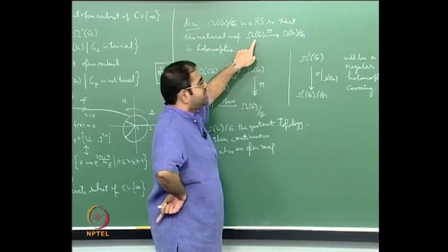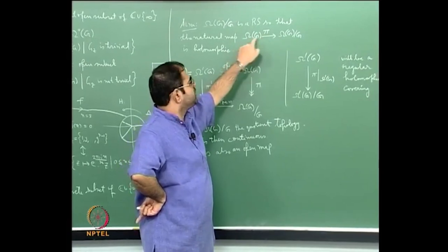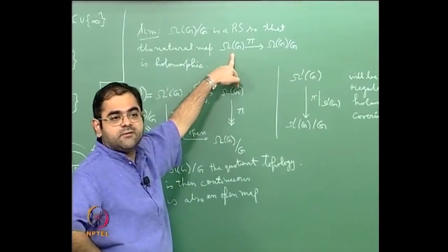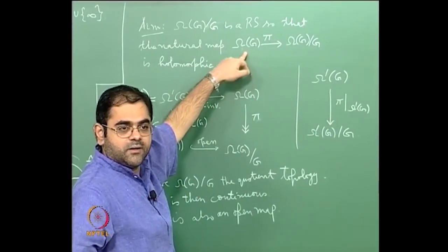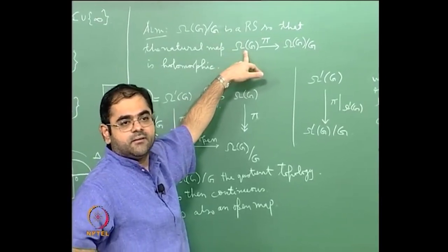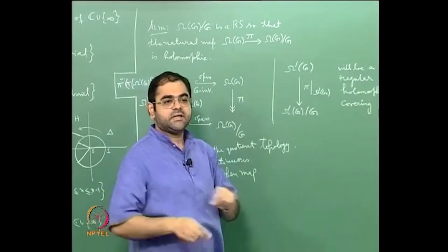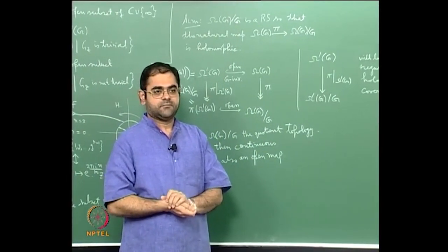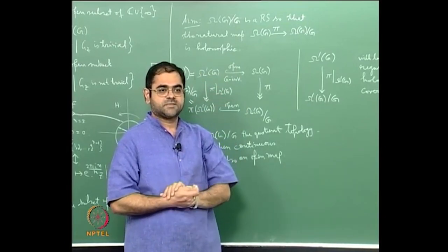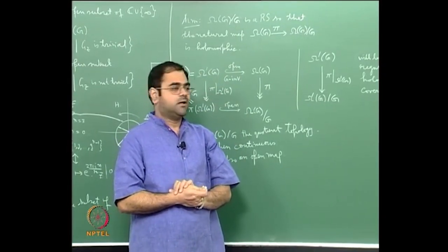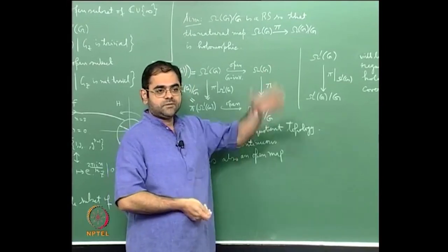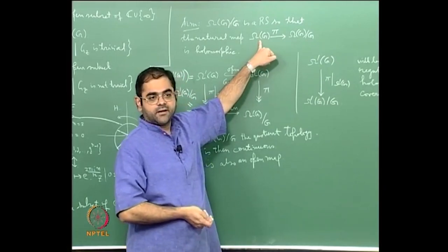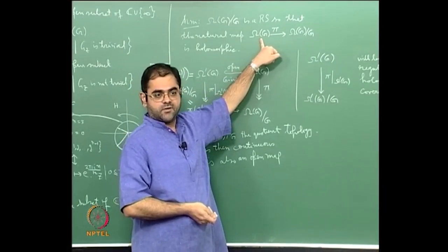Of course, in this discussion I have assumed that omega of G is connected. Okay, because we would like spaces to be connected, but in general omega G will break up into components, and you can carry out this argument for each component, and then in general what you will get is omega G mod G will be a union of Riemann surfaces, such that the quotient maps from each component to its quotient are going to be so if this is not connected, I have to take a connected component and work there. All right.